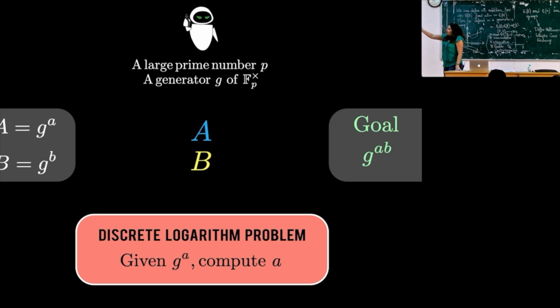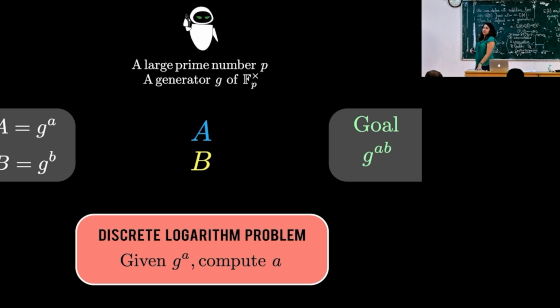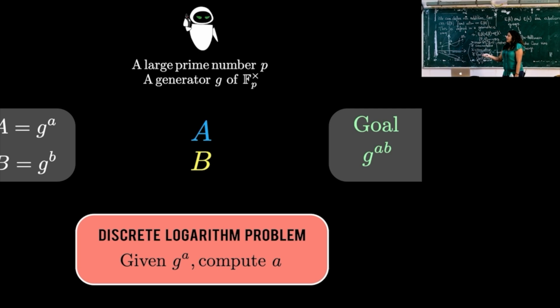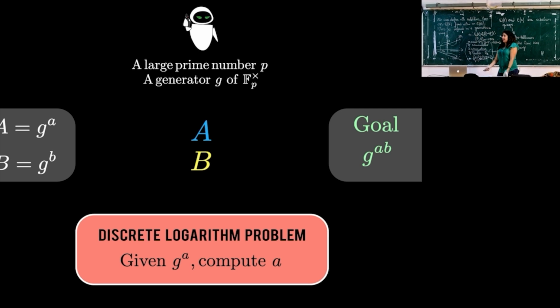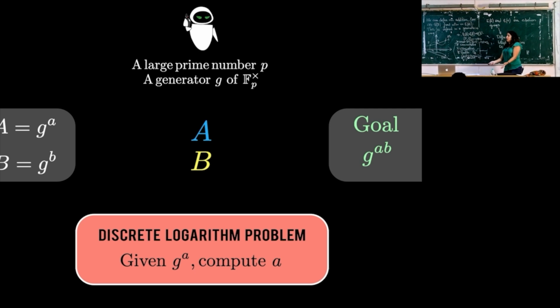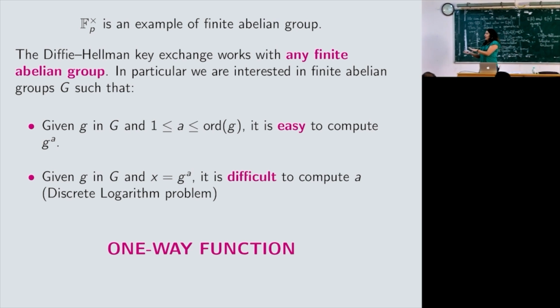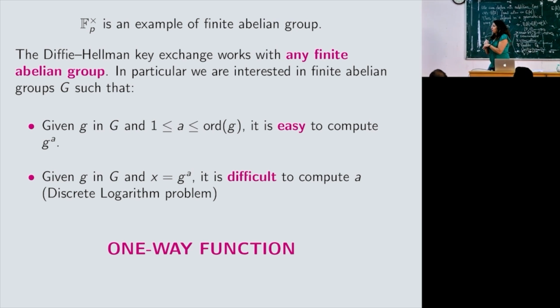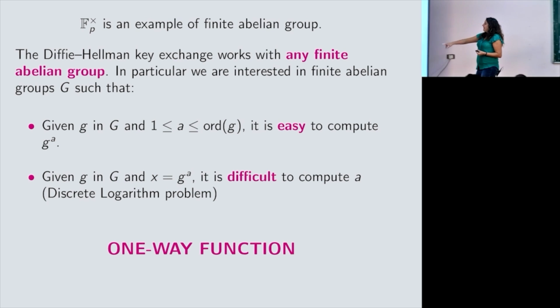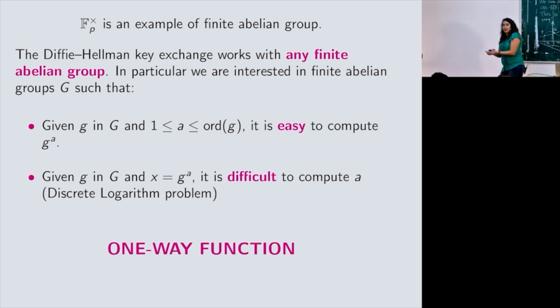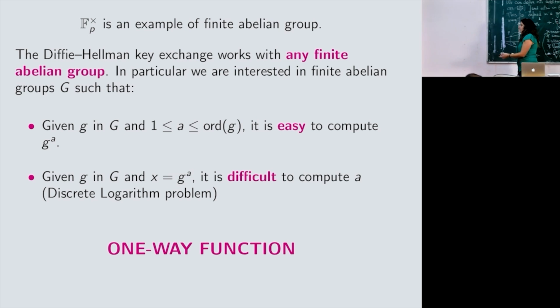Okay, so F_p star is just an example of a finite abelian group. And more in general, this can be done with any finite abelian group. We have just to make sure that something works well. So first of all, we want it to be easy to compute this power g to the a. This can happen in polynomial time.